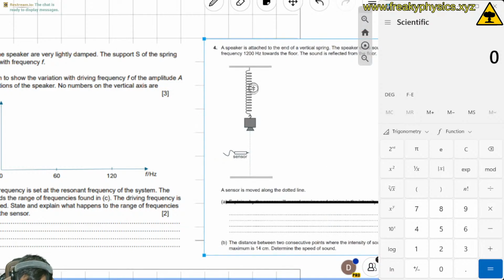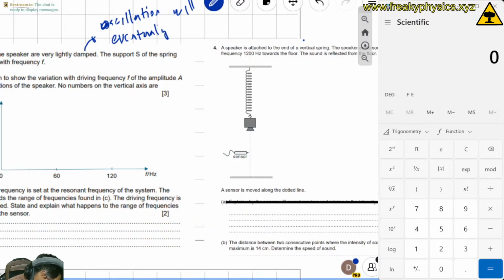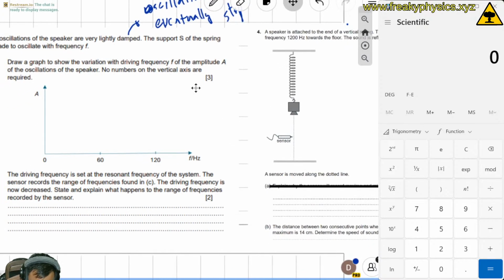The idea now is that this is oscillating. Okay. And this is oscillating, and then the oscillation itself is very lightly damped. In other words, when it oscillates, you barely see it becoming smaller, but it is gonna get smaller over time. Okay. So let's do this here. Lightly damped means oscillation will eventually stop, right? Eventually stop.